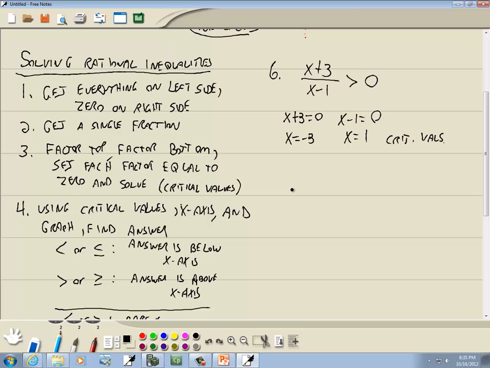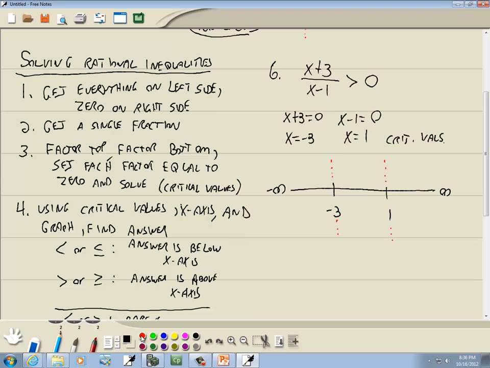Now, using the critical values, the x-axis, and the graph, we're going to find our answer. Our smallest critical value is negative 3, so put that first. 1 is next. Clear over here is negative infinity. Clear over here is positive infinity. Again, these critical values split them into intervals, like that.